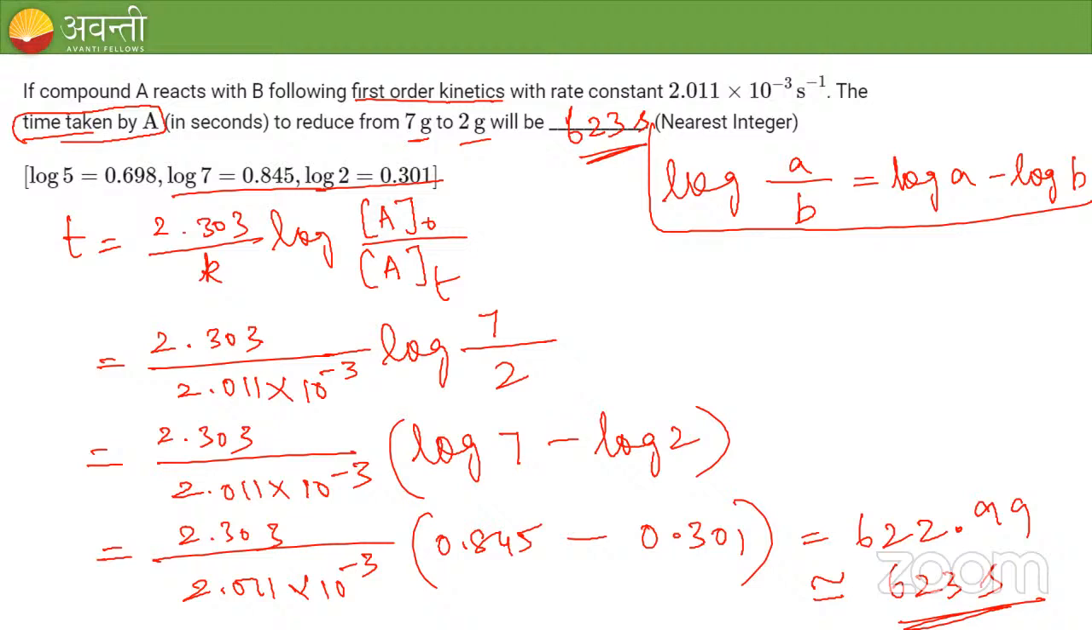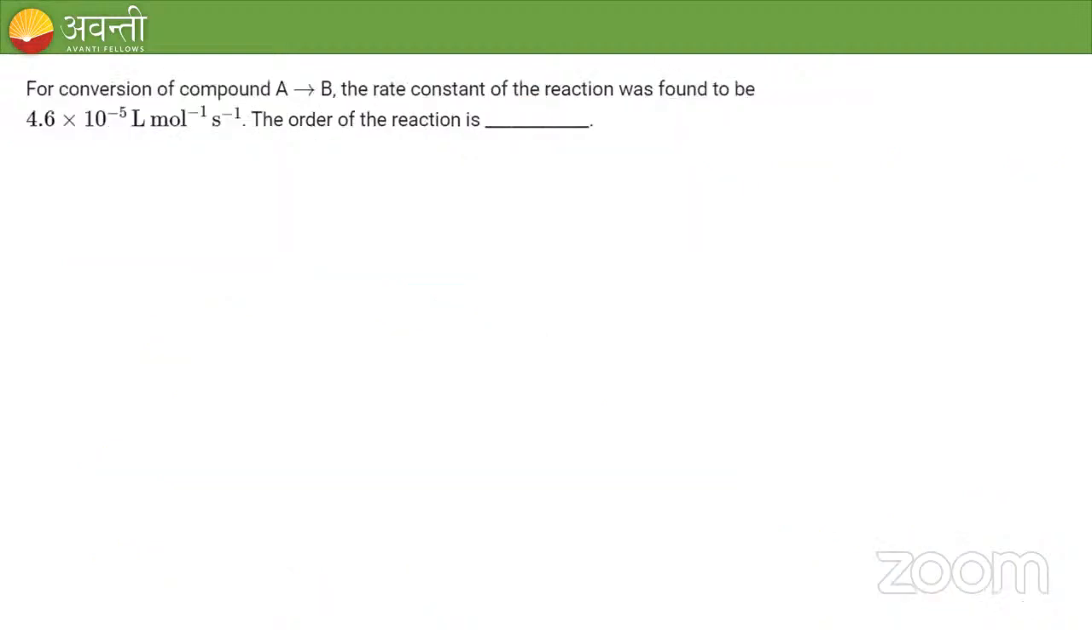Okay. So for conversion of compound A to B, the rate constant of the reaction was found to be 4.6 into 10 power minus 5 liter per mole per second. The order of the reaction is. So this is actually a very easy question. How will you find out the order from the given information? Within a few fractions of seconds, you can get the answer for this.